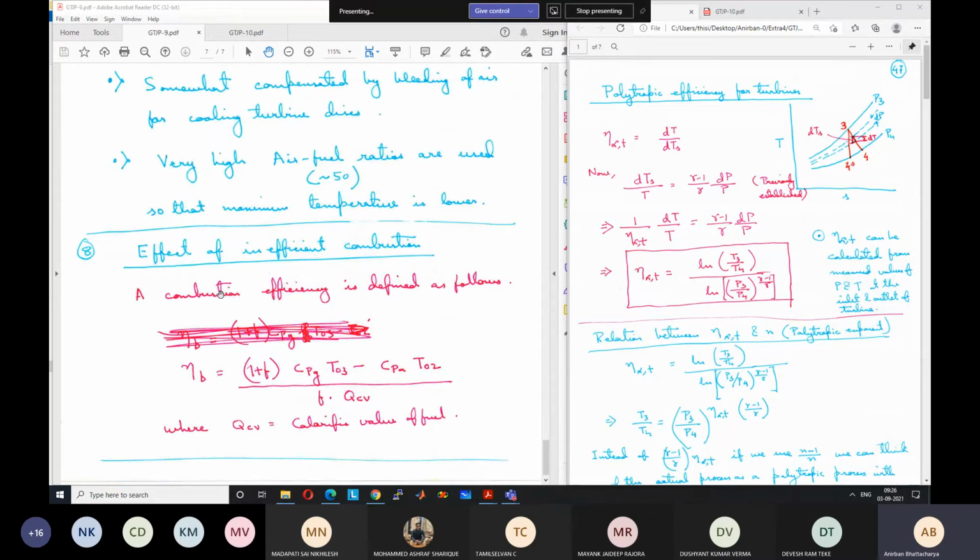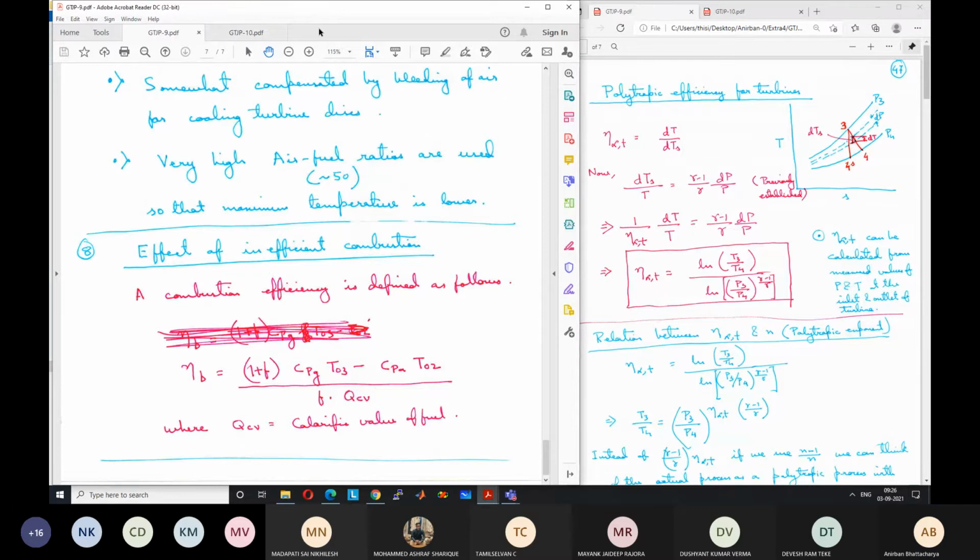So the final point is the effect of the fact that the combustion process is not 100% efficient. But remember that combustion is very efficient in gas turbines. Okay, it is very close to 100%, unlike other IC engines that you study, where the combustion efficiency will be much lower.